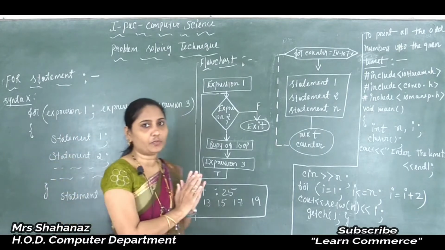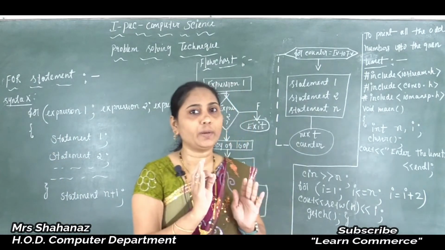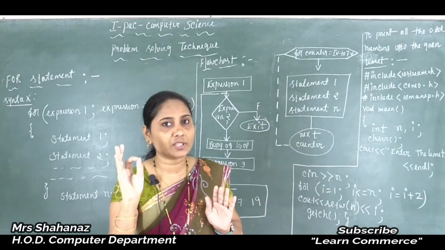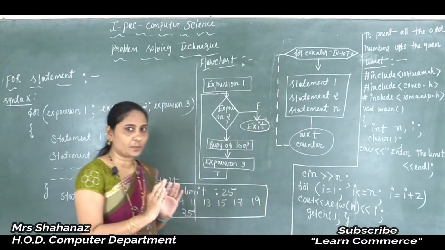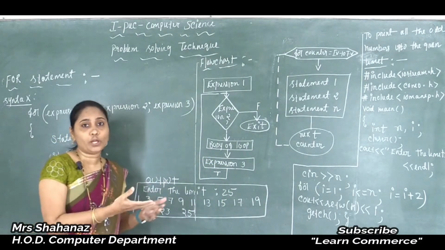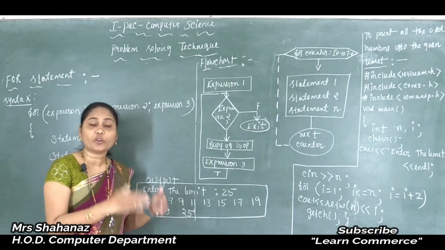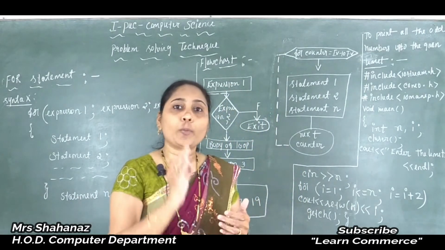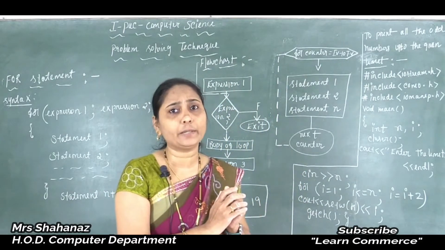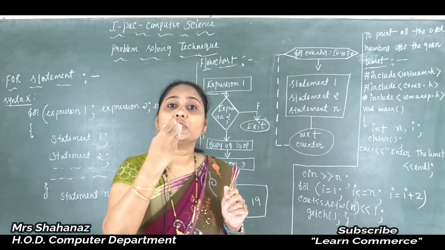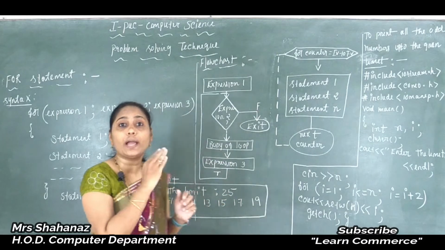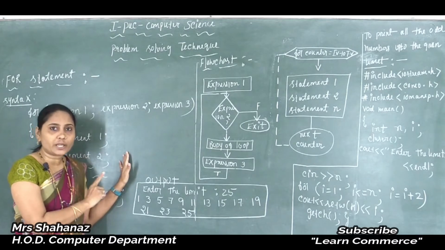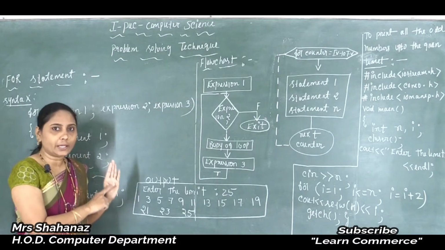The for statement is used when we know exactly how many times a particular set of statements should be executed. Clear on this point? That means before checking the condition, we should know exactly how many times the condition is going to be checked and executed. So this is about our for statement.